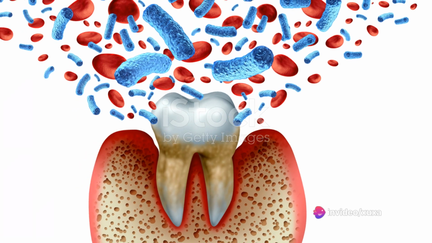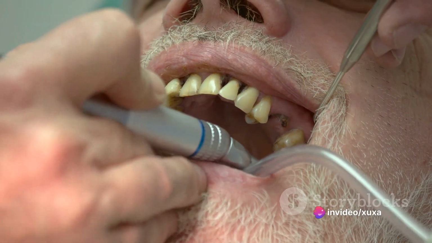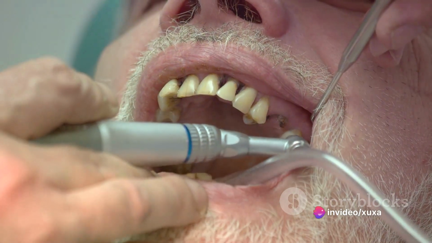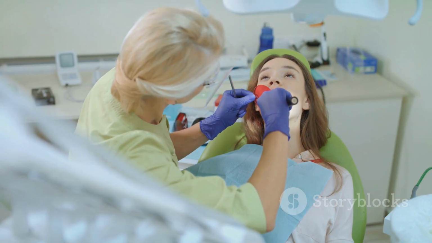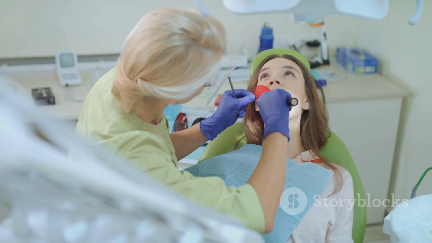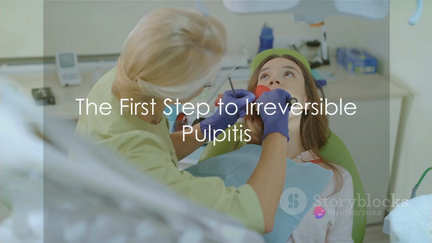The bacteria from the decay directly and indirectly damage the pulp, triggering the body's defense mechanisms. Peptides, complement systems, and chemical mediators wage war, igniting an inflammatory response. This is the first step to irreversible pulpitis.